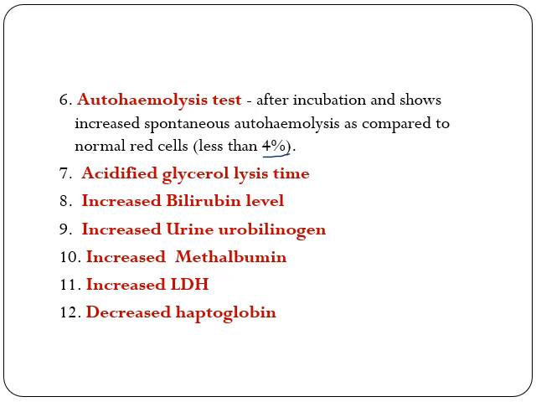Next, since this is a case of hemolytic anemia, all the parameters which we discussed in hemolytic anemia will be changed: increased bilirubin level, increased urine urobilinogen, increased methemalbumin, increased LDH, and of course decreased haptoglobin. Why? Because whenever there is hemolysis, heme tries to pair up with haptoglobin. With too much production of heme, all haptoglobin is consumed, so the level of haptoglobin will be decreased.